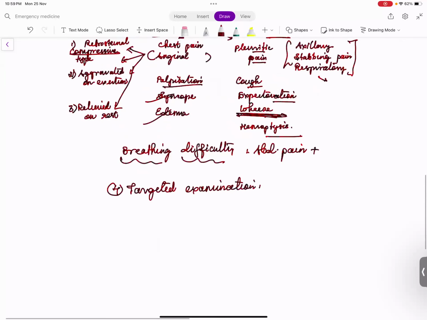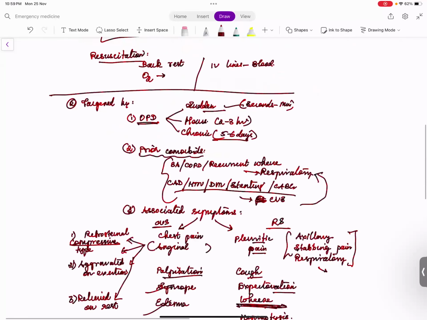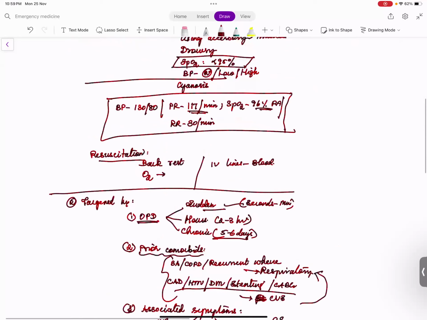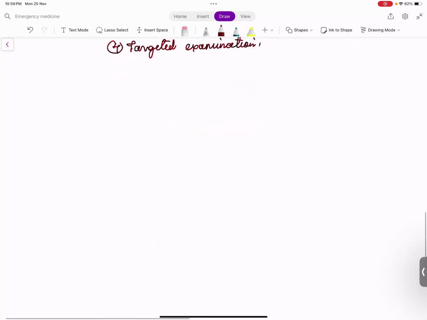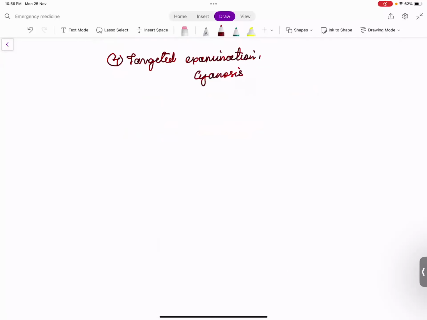So already vitals have been discussed. In targeted examination, what you can look for is a few things in general examination. You can look for cyanosis. You can look for pursed lip breathing, because pursed lip breathing is something which points towards a disease called COPD. And maybe you can look at the position in which the patient is sitting. Position of the patient.